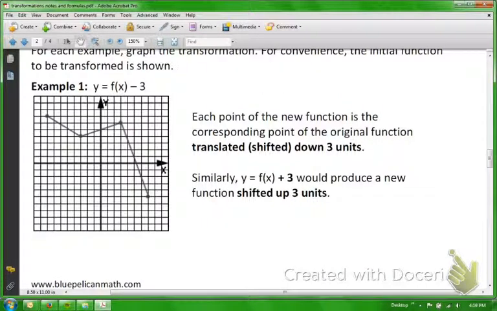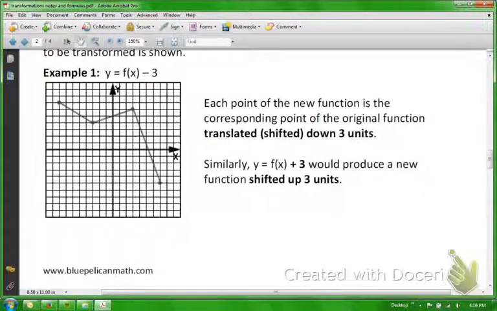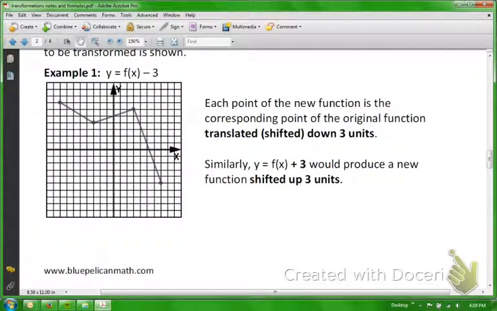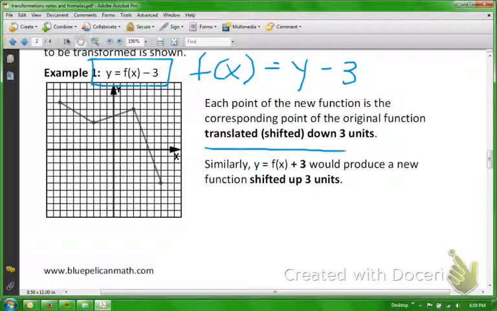So let's look at a really quick example. Here is a generic graph I have. It's not anything you're used to, it's just a function, just a shape. So here is my equation, y equals f of x minus 3. They could have written f of x equals y minus 3. It comes out either way. It's math notation, so don't let it spook you. So this says each point of the new function is the corresponding point of the original function translated down by 3 units. What that is a really fancy way of saying is you are going to move this down 3 units because we are subtracting 3.